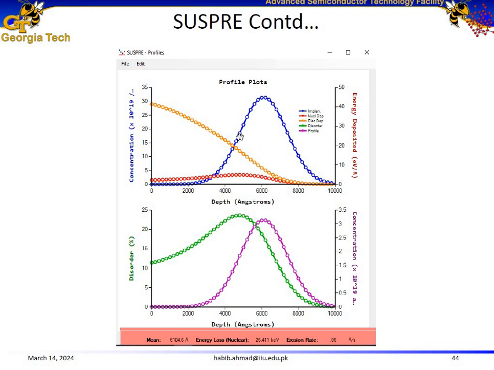Also in this software, we can see electronic stopping and nuclear stopping. As already discussed, boron is a lighter material, so we would observe more electronic stopping as compared to nuclear stopping in boron ion implantation of silicon. But if you perform arsenic ion implantation, which is a heavier ion, we would observe more nuclear stopping as compared to electronic stopping. And these are really useful softwares.